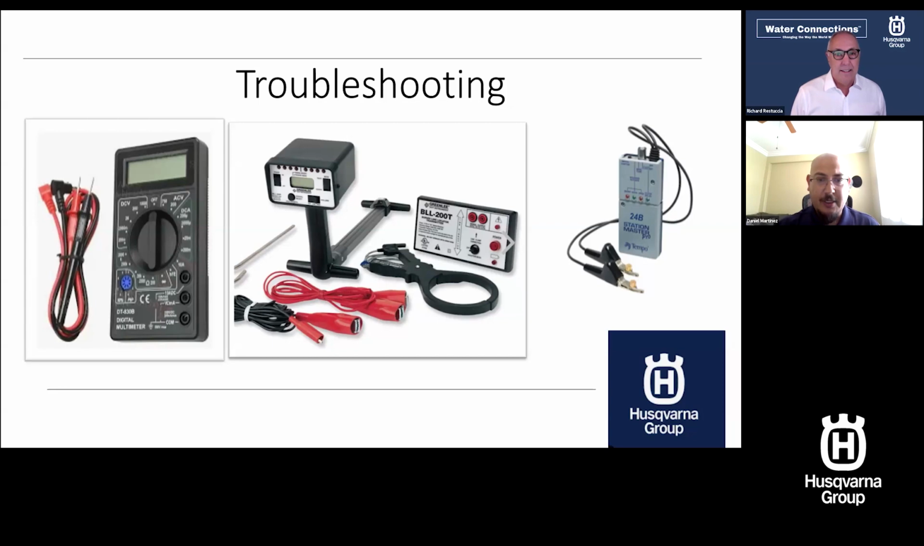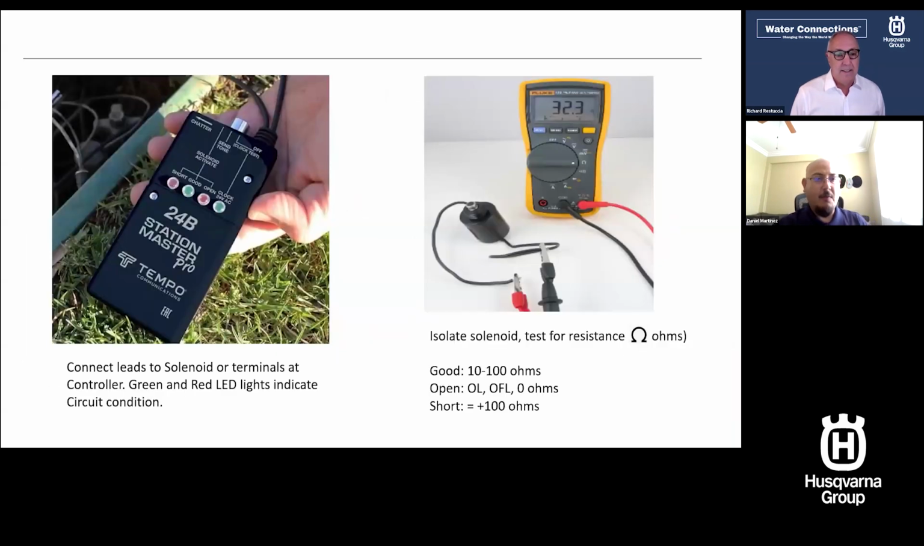And then these other tools are pretty simple to use also. One that's very common is what's called a station master. It's a simple tool that just puts out 24 volts to your solenoid, and has these green and red indicator lights to tell you if it's a good, short, or open circuit. Real handy for testing solenoids.